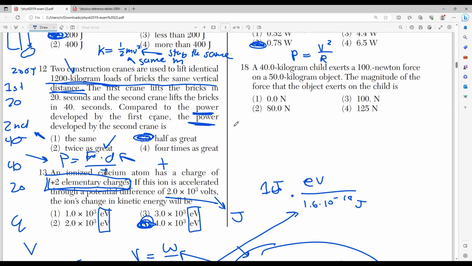Number 18 says, as a 40-kilogram child exerts a 100 newton force on a 50-kilogram object, the magnitude of the force that the object exerts on the child is 100 newtons. Remember Newton's law: every action has an equal and opposite reaction. If the child pushes the cart with 100 newtons, the cart is going to push back with 100 newtons, because every action, that pushing action, has an equal reaction. So it's going to push back 100 newtons, equal and opposite, so the direction is going to be reversed.